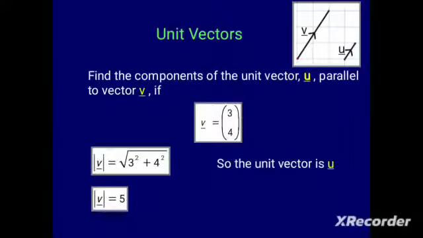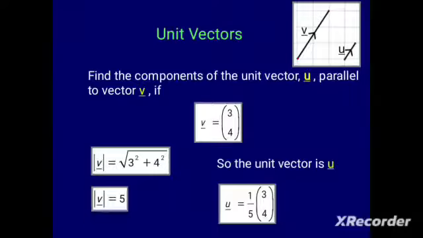So the unit vector is u, and therefore we have that vector u is equal to 1 over 5 of v. Because they are parallel, vector u is equal to k vector v. So we find the value of k, which is a scalar. Now the scalar is 1 over 5, and so vector u is equal to 1 over 5 of 3 and 4. That means 3 over 5 and 4 over 5.